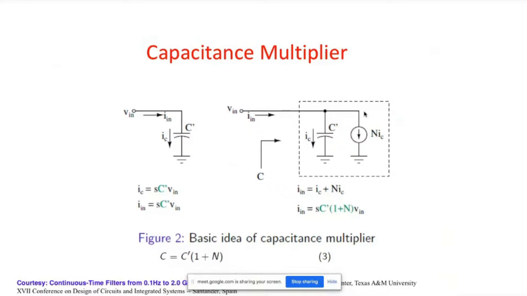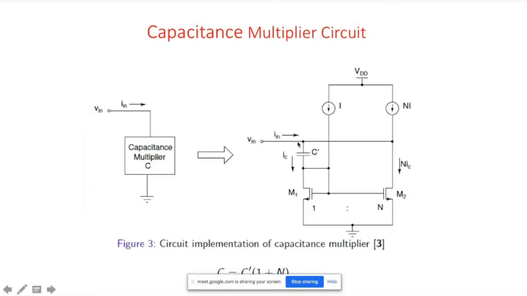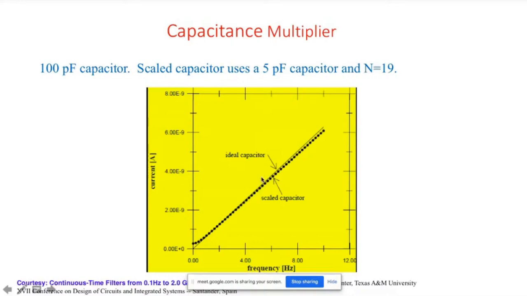A simple circuit used in the literature is this, where I can use a simple current source and current sinks to get the capacitance. If you see the ideal capacitance and scaled capacitance, the simulation is this. You can refer to this paper for the details. Normally n is equal to 19. This can be done for a moderate value of n, not a very low or very large value of n.